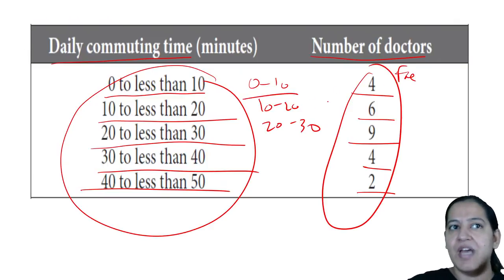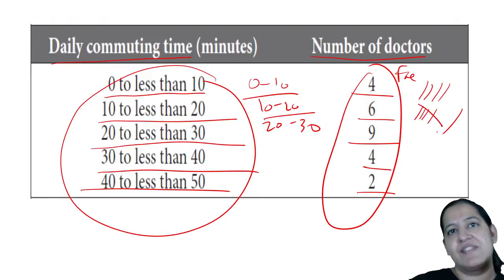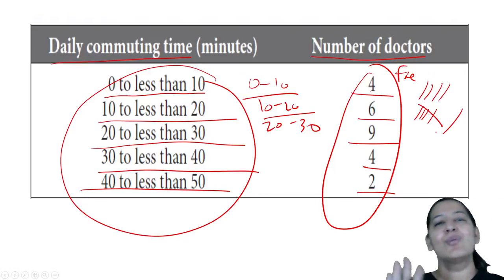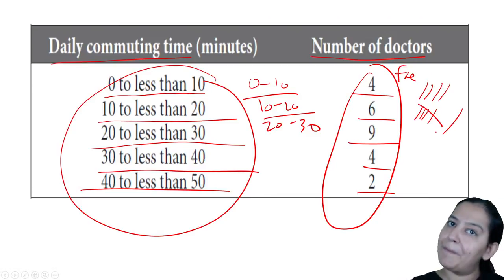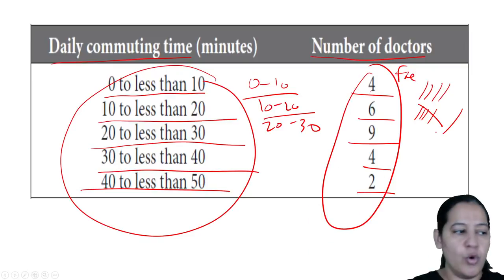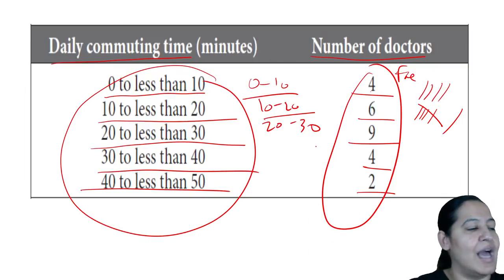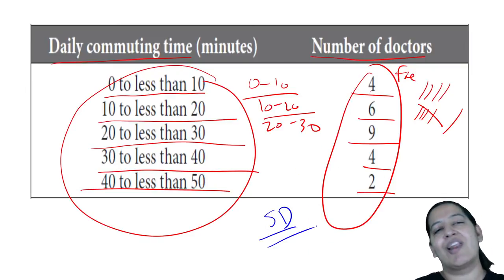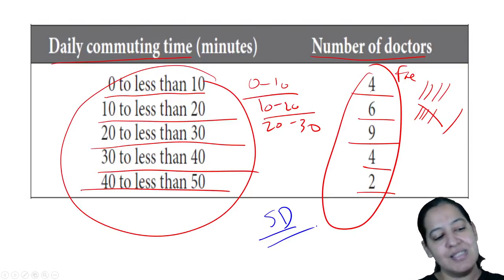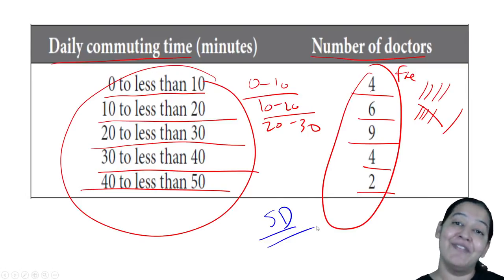So in the first group, there are 4 doctors. In the second group, there are 6: 1, 2, 3, 4, 5, 6. You know how to draw it. That is known as frequency. So frequency comes along with the grouping. How will you calculate standard deviation in this scenario? Now it will not be done by method 1 or method 2. How will you calculate it now?